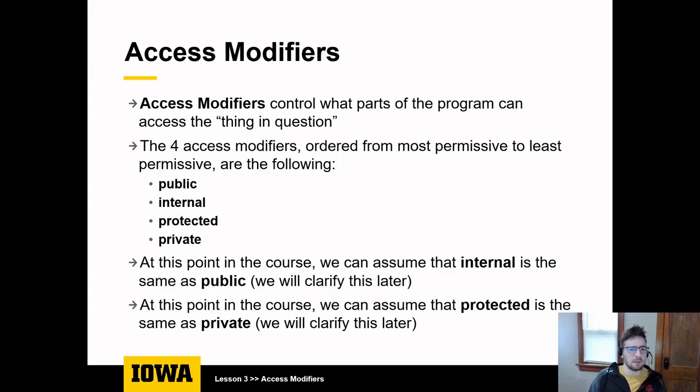And to make it even simpler, at this point in the course, we are going to consider that internal is the same access modifier as public, and protected is the same access modifier as private. So really all you need to know is there's public and there's private. That's all you need to know for now. If you see internal, think public. If you see protected, think private. Okay.